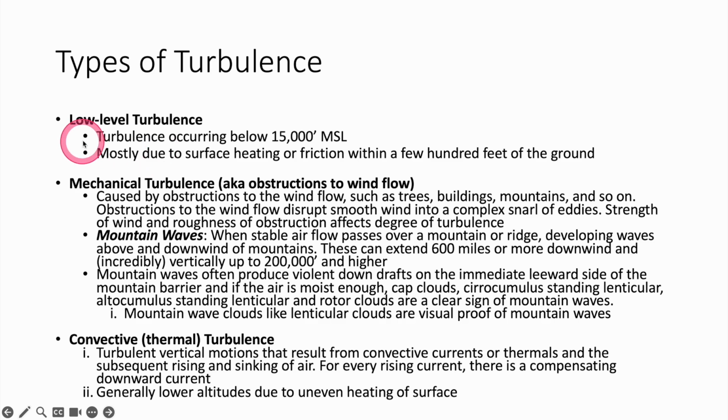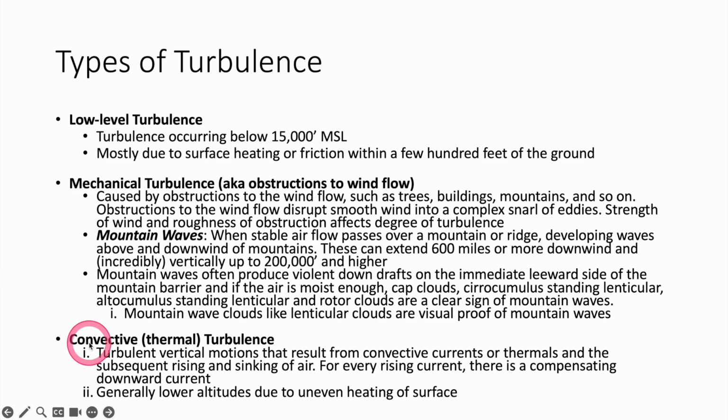Different types of turbulence. Low-level turbulence is just describing anything below 15,000 feet. Mostly it's going to be due to uneven heating of the surface, in this case just close to ground, or local. Mechanical turbulence is anything that obstructs airflow. So we have lots of buildings surrounding an airport that could create turbulence coming into land or close to the airport itself. That could also be associated with mountain waves. As air flows over a mountain, it could create turbulence.